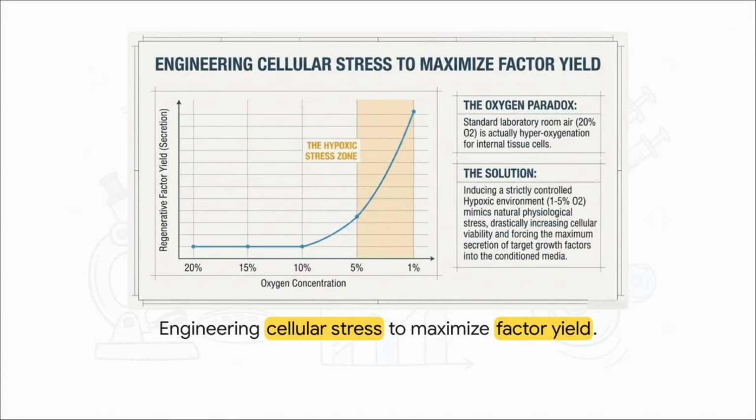Now, this brings us to a really fascinating concept called the oxygen paradox. In a standard lab, room air sits at about 20% oxygen. But for your internal tissue cells, 20% oxygen is actually hyperoxygenation. It's totally unnatural to them. To get our lab cells to secrete the maximum amount of regenerative factors, we literally have to stress them out. We engineer a strictly controlled hypoxic environment, dropping the oxygen way down to between 1% and 5%. This mimics their natural physiological stress and forces them to just pump out our target growth factors into the media.